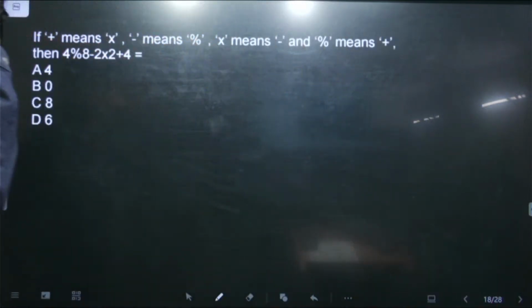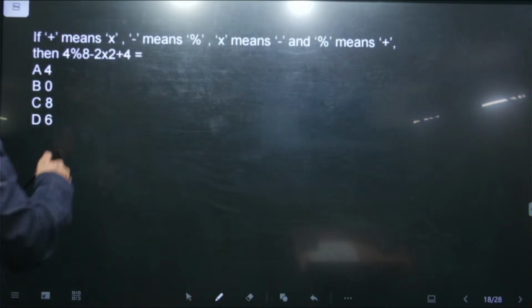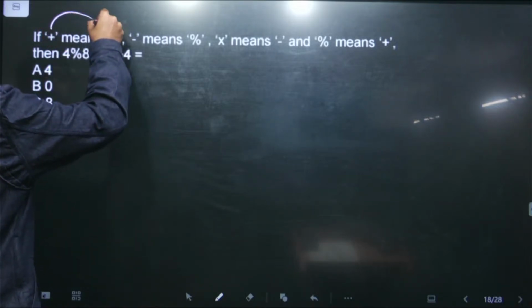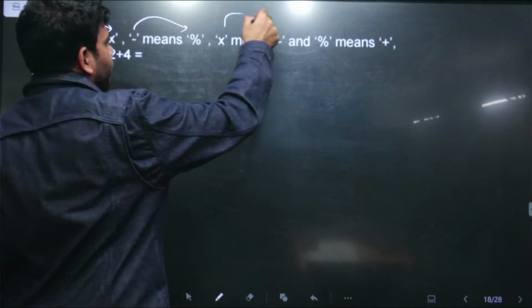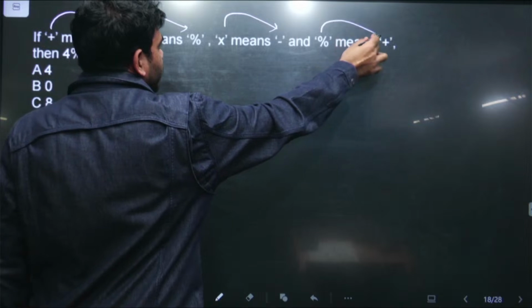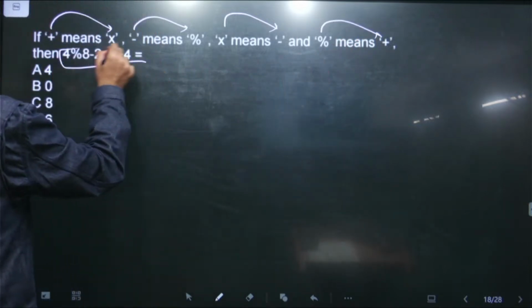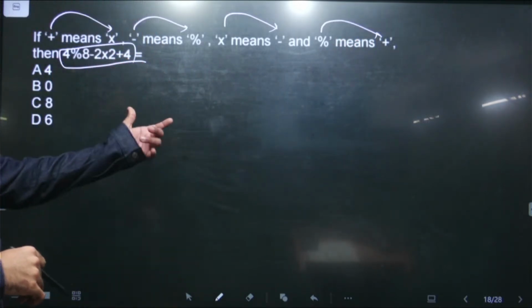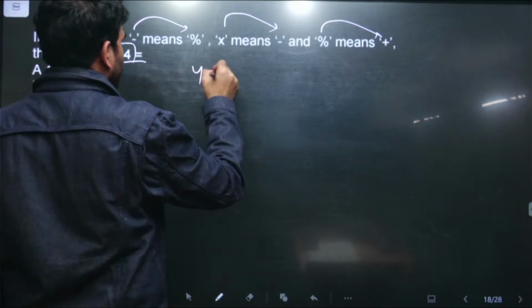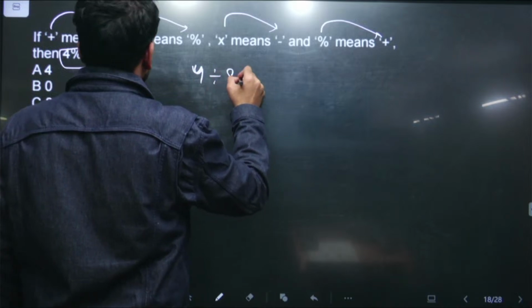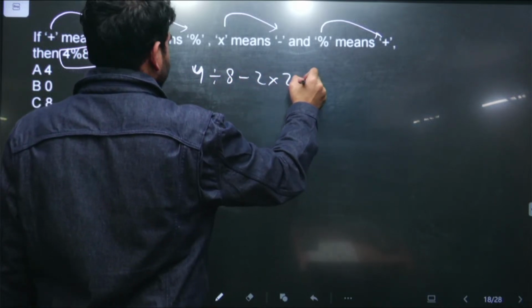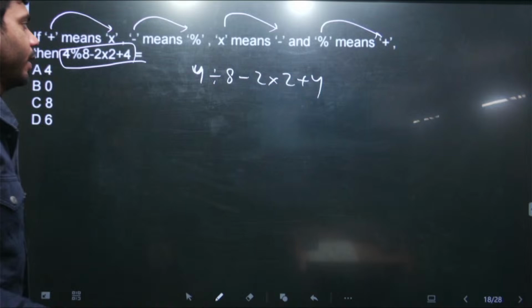This is the next question, a very simple question. Here it is saying that these symbols are being changed. Plus means multiplication, minus means division, multiplication means minus, and division means plus. An expression is given to us, and we need to find the actual value of this expression: 4 divided by 8 minus 2 into 2 plus 4. This is what we need to find.